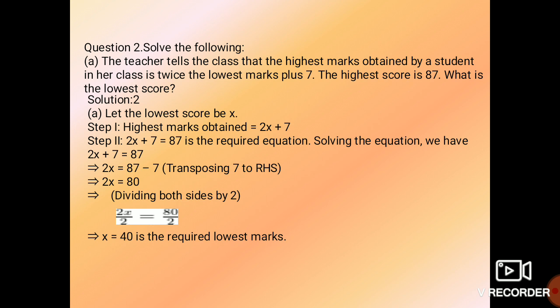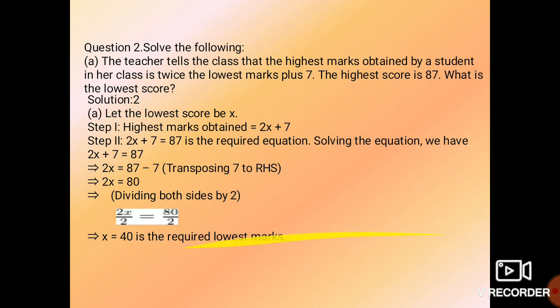So what is the value of the unknown quantity, the variable here? What will be the value of x? It will be equal to 40. So what we have assumed, what is the lowest score? The lowest score was x. So what is the lowest score, and what is the value of x? 40. So the lowest score will be equal to 40.